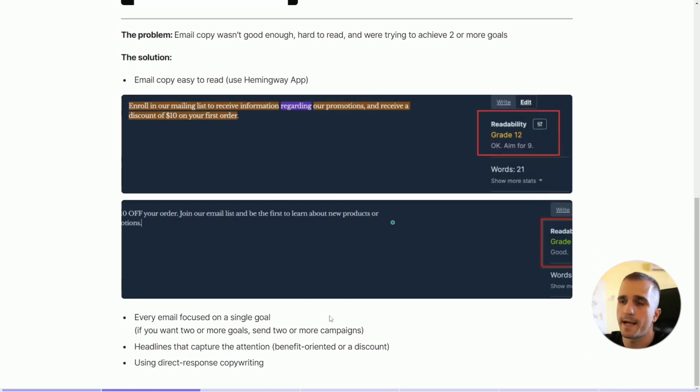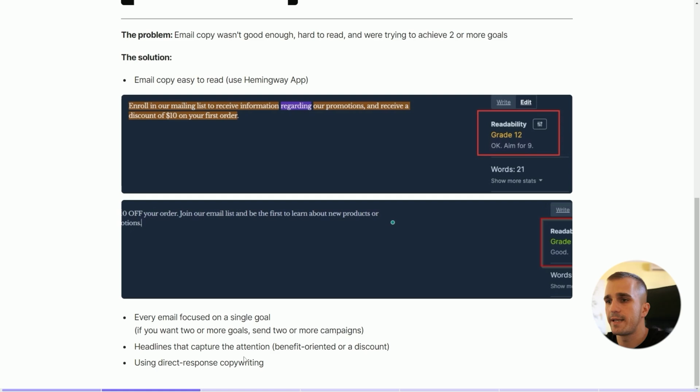So then the second thing that we have improved regarding their structure is that every email was focused on a single goal. If you want to achieve more goals with one email, that's very bad because you will split the effort and you will make your customers think more. And if you do that, they will have higher friction. So every email of yours should have only one goal in mind. Is it to check the blog post? Is it to buy the product? Is it to check the social media? Whatever, always have one goal per email. And if you want to achieve two or more goals, you can send more campaigns for each of the goals that you want to achieve.